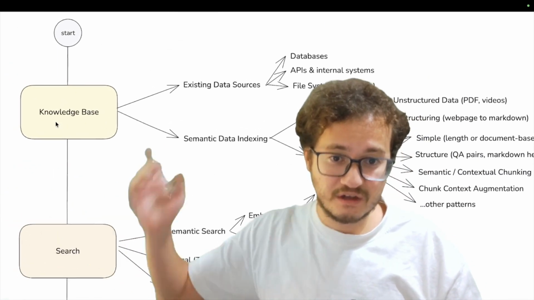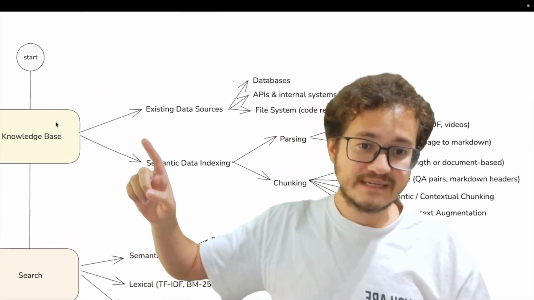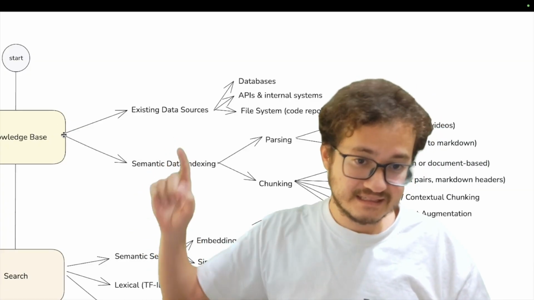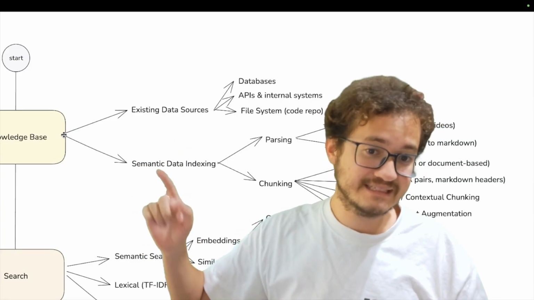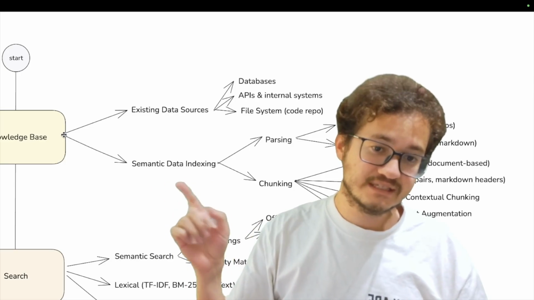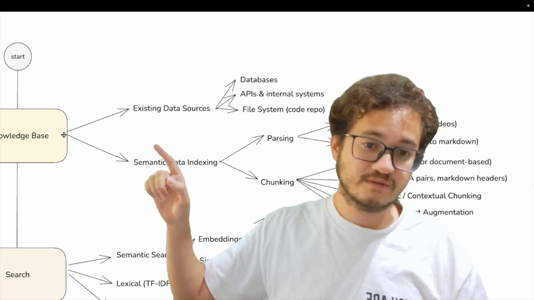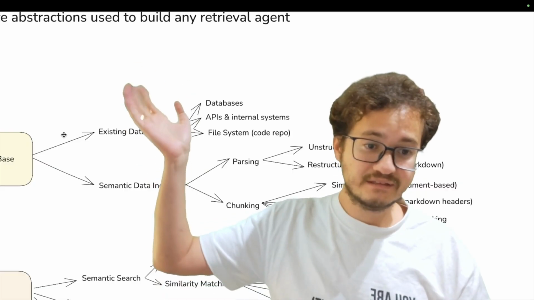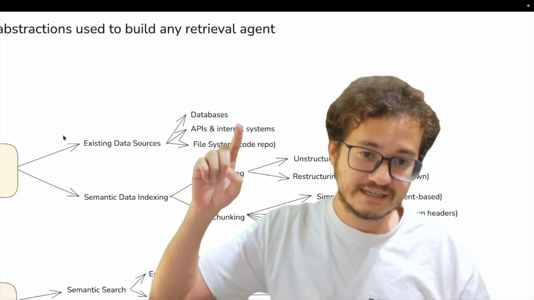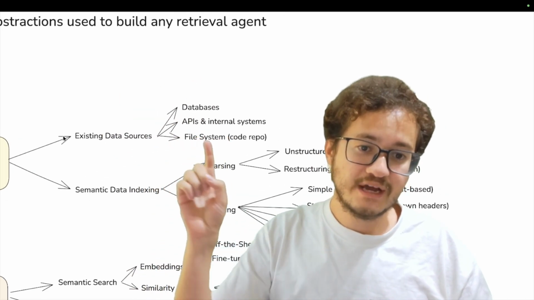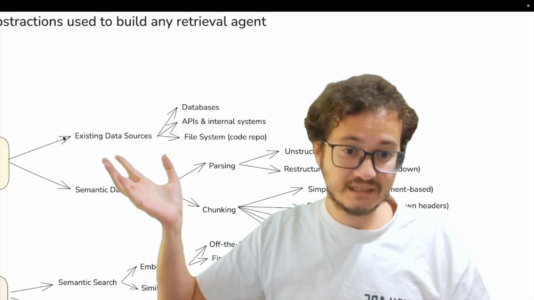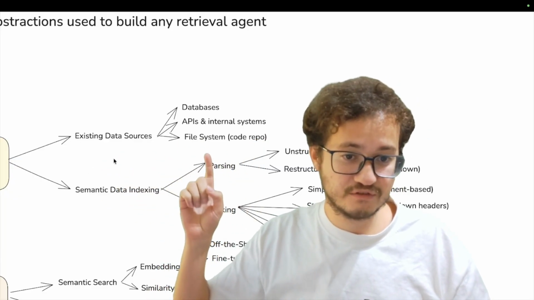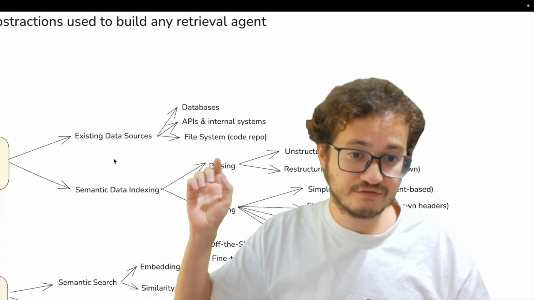First, it starts with a knowledge base, right? And this knowledge base can be either existing data sources or semantic data indexes. This is where a lot of people say that RAG is that because they think of RAG just as semantic search, but that's not true. RAG is also about the existing data source that exists, for example, the internet, like the deep search, or an existing database that you have, or APIs and internal systems that a company might have, or even a file system for a code repo. This is the case of Cursor, it's actually searching on your file system.